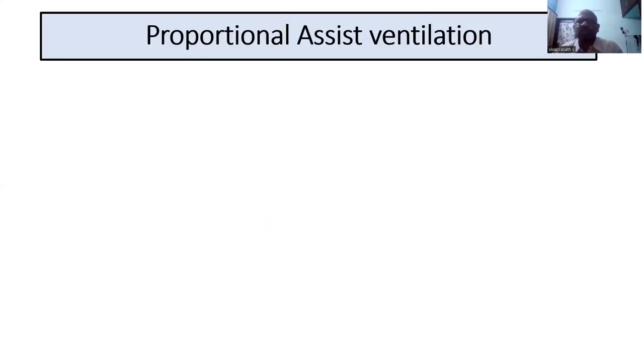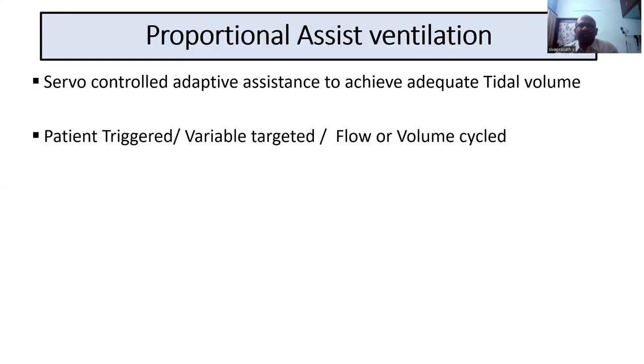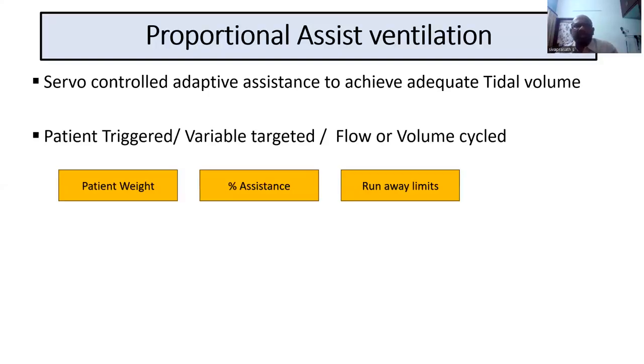The next important mode is proportional assist ventilation. It is a servo control adaptive mode which is used to achieve an adequate tidal volume. Here it is patient triggered, variable targeted. It could be any target. It is either flow or volume cycled because it's a spontaneous mode. What you set here is the patient's weight, percentage of assistance, and you set the runaway limits. Runaway limits means you set that tidal volume should not be more than 20. Your minute ventilation should not be more than 8. Your respiratory rate should not be more than 20.